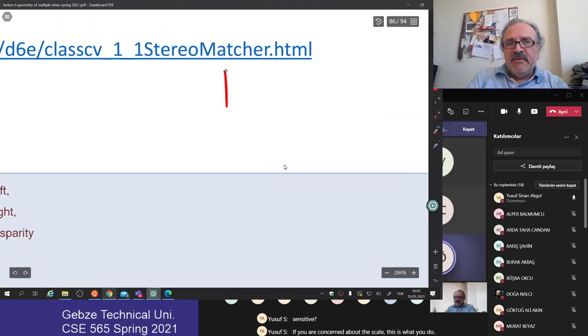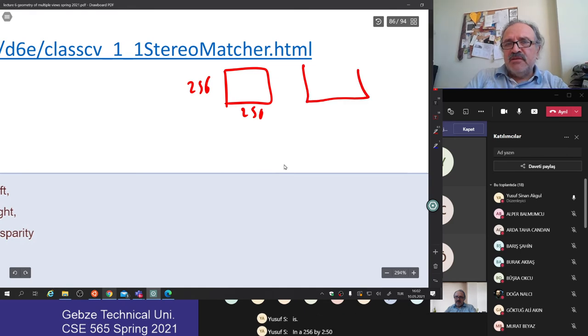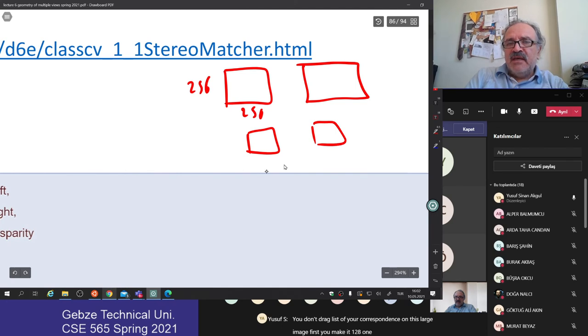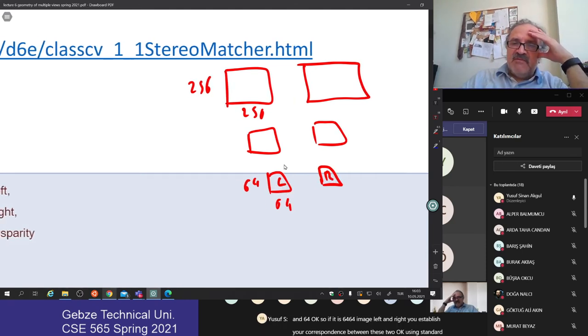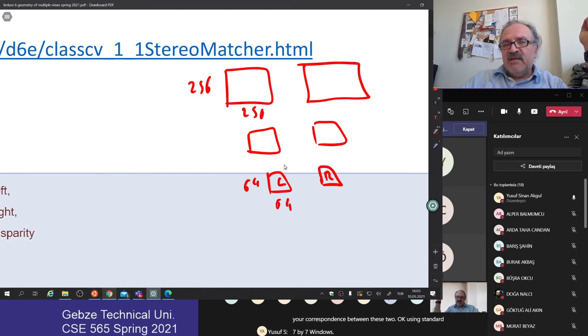Let's say this is your original image, 256 by 256, left and right image. You don't directly establish your correspondence on this large image. First you make it 128 by 128, and then you make it 64 by 64. If it is a 64 by 64 image, left and right, you establish your correspondence between these two using standard 7x7 windows. So you have your correspondences, but you don't have the fine detailed correspondences, only coarse correspondences.